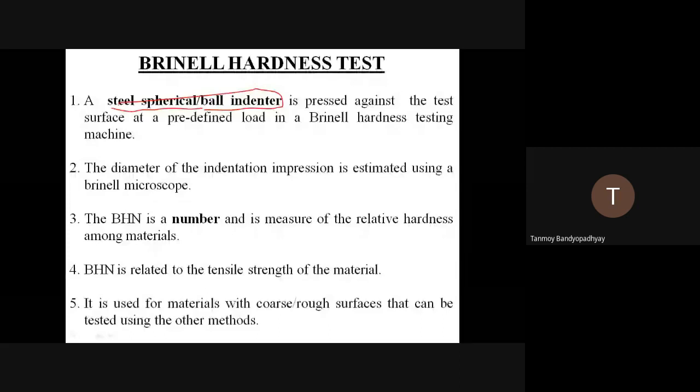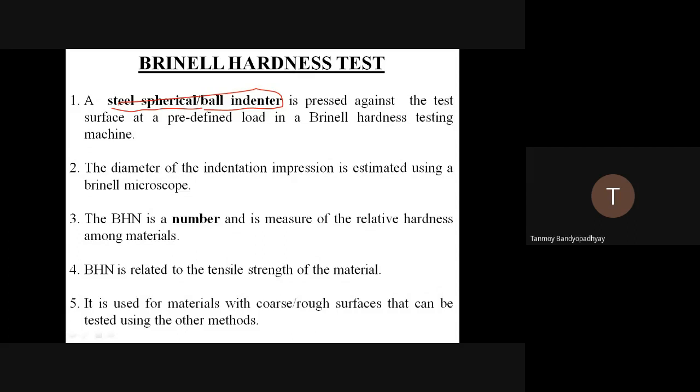Whenever you're indenting, the indentation is very small. When you see it in the videography, or in the actual experimental setup, the indenter is very small in diameter, maybe like 1 millimeter if you measure it. So the indentation will be a very small indentation, and for that small indentation you have to use a Brinell microscope. Unless you use a microscope, you won't be able to take measurements of the impression diameter.